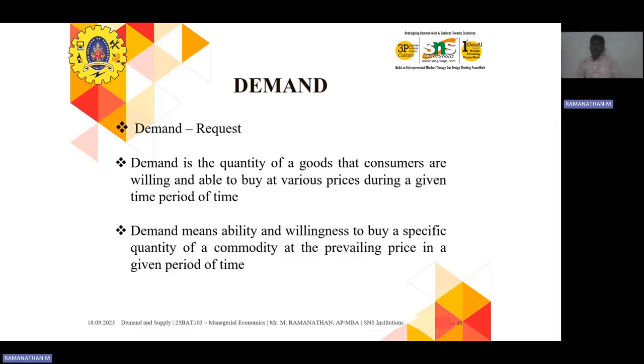So demand means the ability and willingness of the customer, right? The customer is willing and able to buy that particular product or commodity at a particular price, 100 or 150, at a particular period of time. That is demand, right? Whatever price I say for tomato, if they are ready to buy that tomato at that prevailing price, we call it demand.